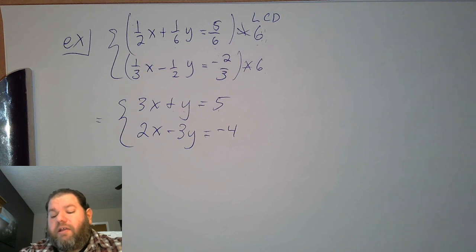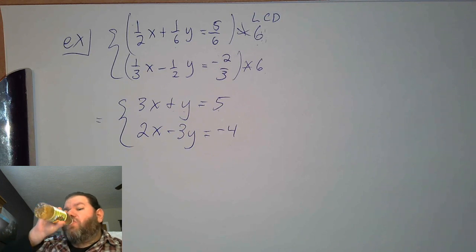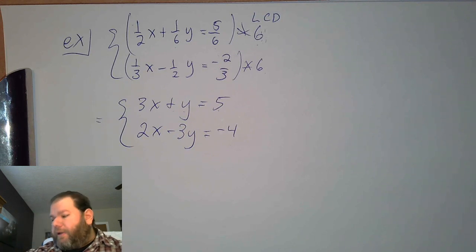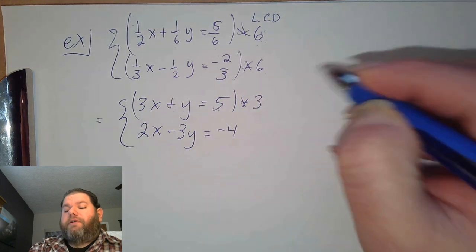Okay, now we can still continue with elimination. What would we need to multiply, and which equation would we need to multiply next to get rid of one of these variables? Top by 3, good. Multiply the top equation by 3.